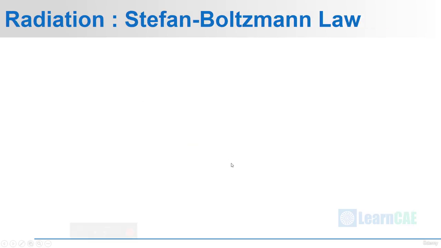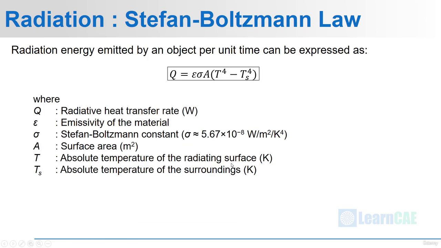Next is radiation. The expression is given through Stefan-Boltzmann law. The radiation energy emitted by an object per unit time can be expressed as Q is equal to epsilon into sigma into area into T power 4 minus Ts power 4. We shall see the terms one by one. Q is the radiative heat transfer rate. The unit is watt. Epsilon is the emissivity of the material. It is a material property. It varies from 0 to 1. Next, sigma is the Stefan-Boltzmann constant and the value is equal to 5.67 into 10 power minus 8 watt per meter square per Kelvin power 4.